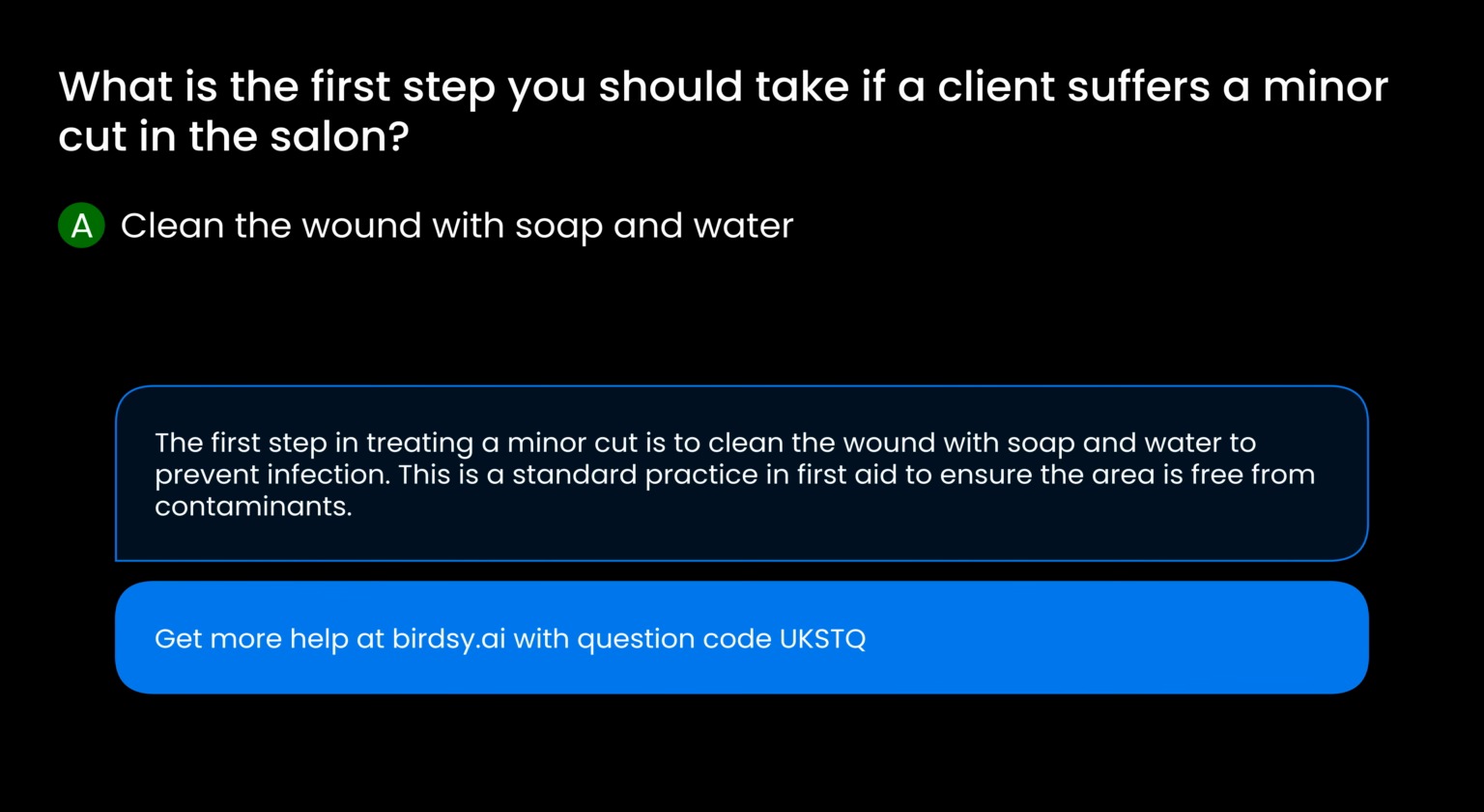The first step in treating a minor cut is to clean the wound with soap and water to prevent infection. This is a standard practice in first aid to ensure the area is free from contaminants.